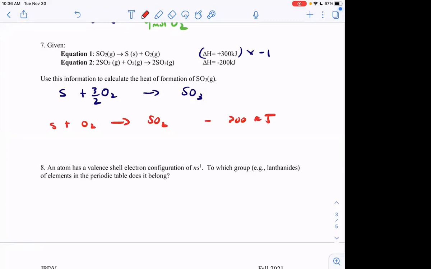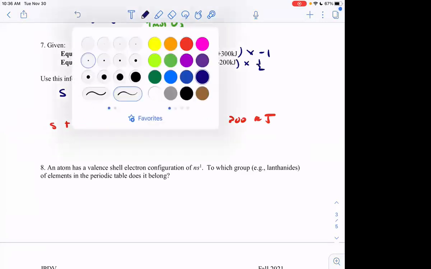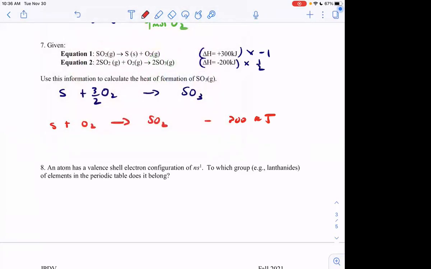How about the second one? One half, right? Times it by 1/2. Very good. We need to get that times 1/2, so that will give us SO2 plus 1/2 O2 goes to SO3. Add this all up.